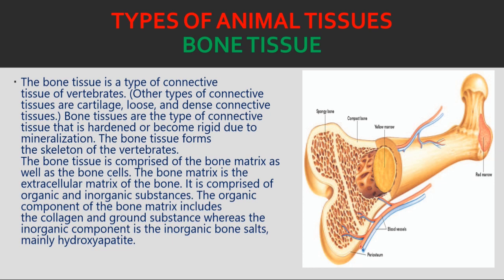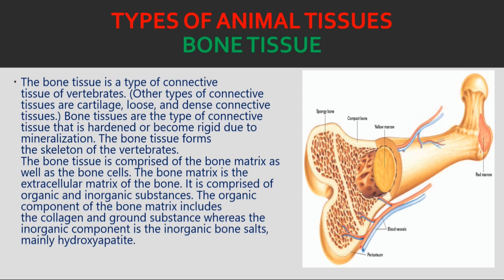So these are the types of connective tissues we have discussed in smaller detail. But before discussing connective tissue further, let's discuss bone tissue in more detail. Bone tissue is a type of connective tissue, and it is present mostly in vertebrates.